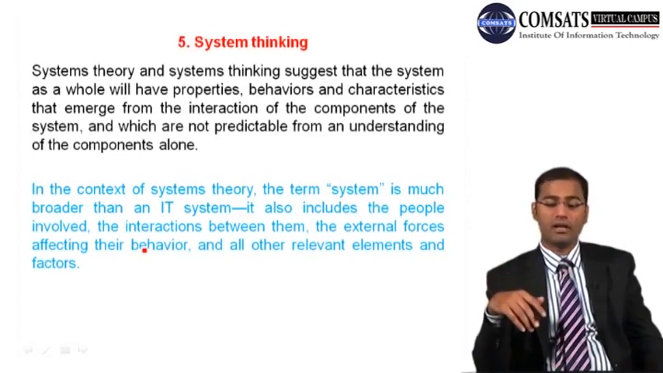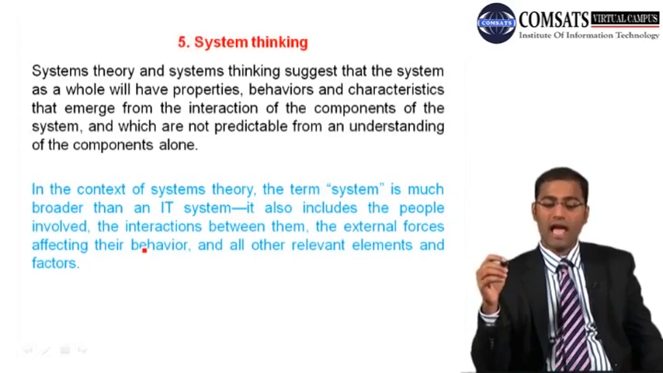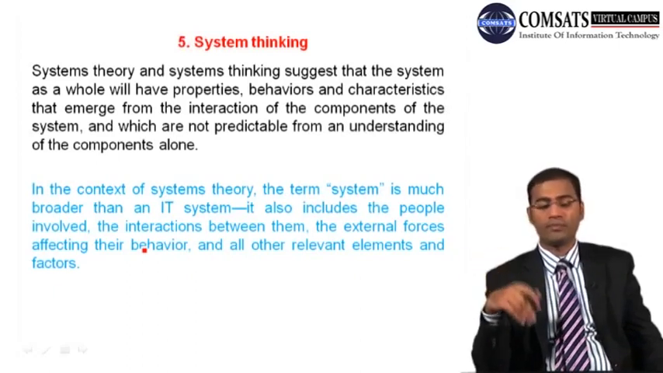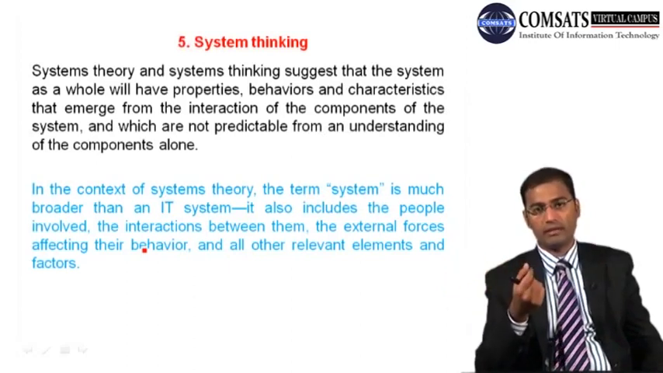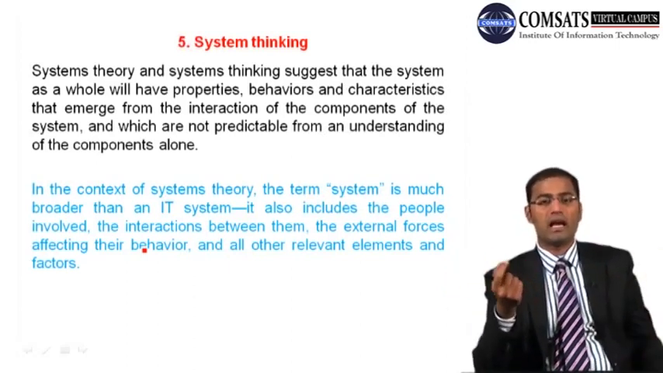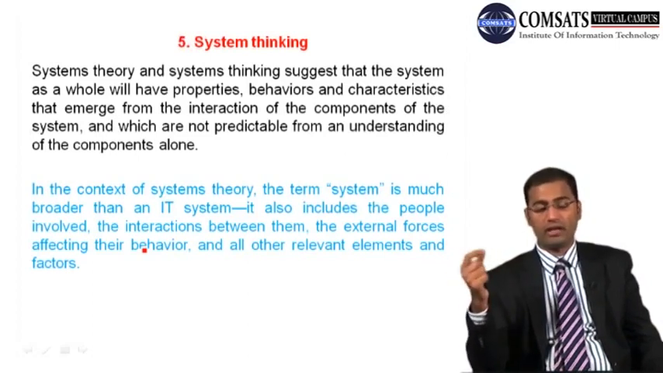And then there is a fifth competency, that is systems thinking. Systems theory and systems thinking suggest that the system as a whole will have properties, behaviors and characteristics that emerge from the interaction of the components of the system, and which are not predictable from an understanding of the components alone. So I do know the behavior of one person, the second person, the third, the fourth and the fifth person, I know all five of them, and they are working in the engineering wing.